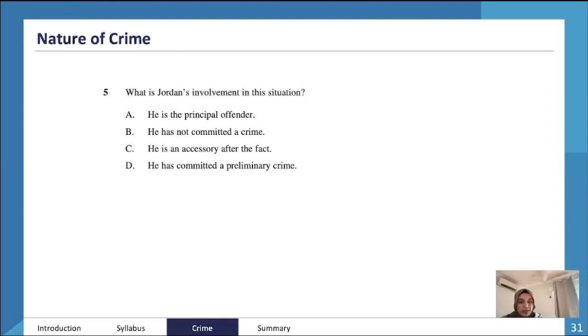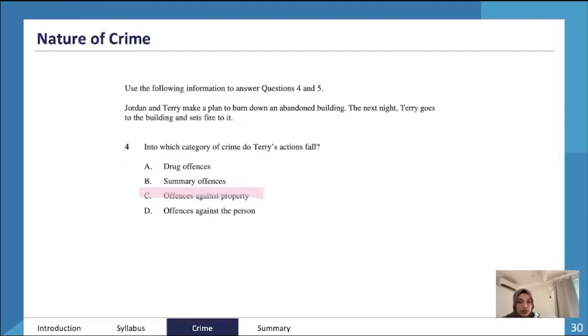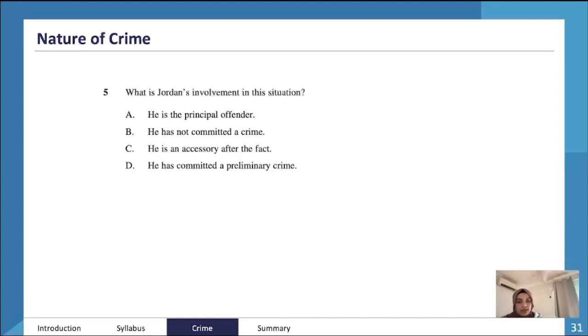Now, what is Jordan's involvement in the situation? Remember, Jordan and Terry make the plan. Terry goes and burns the building. So what is Jordan's involvement in the situation? Is he the principal offender? Has he not committed a crime? Is he accessory after the fact? Or has he committed a preliminary crime? Which one would be the answer?